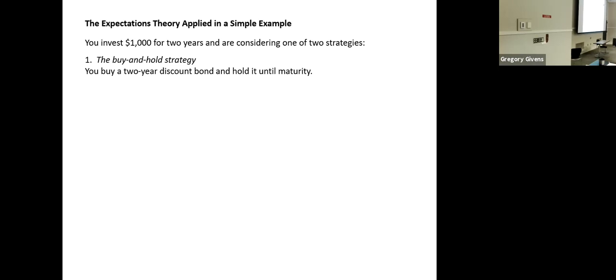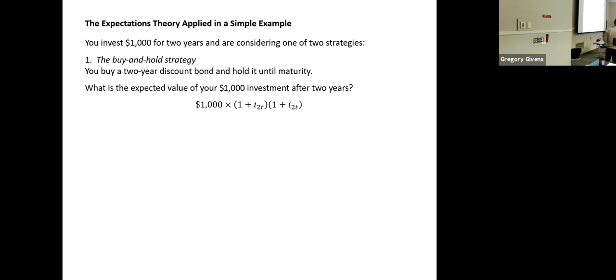Now, let's take this one at a time. Jameson, what would be the future value of this investment, your expected value of this investment, if you employed the buy and hold strategy? You have $1,000 today, you buy this $1,000 face value bond, you hold it for 2 years at an annual interest rate of whatever it is. We can use the compound interest formula to figure out what the future value of this investment is going to be, right? It should be equal to your $1,000 principal payment times 1 plus the interest rate squared, right?